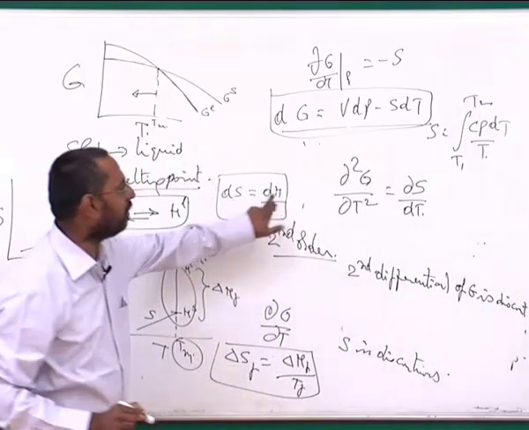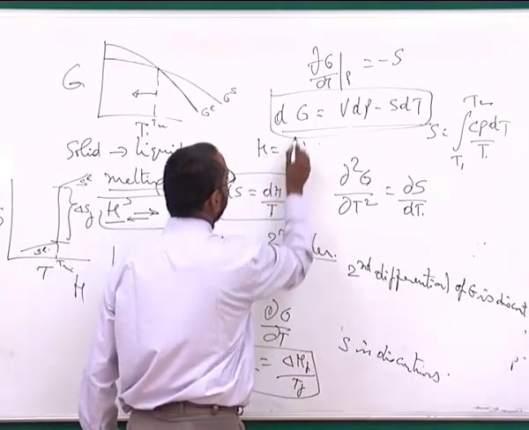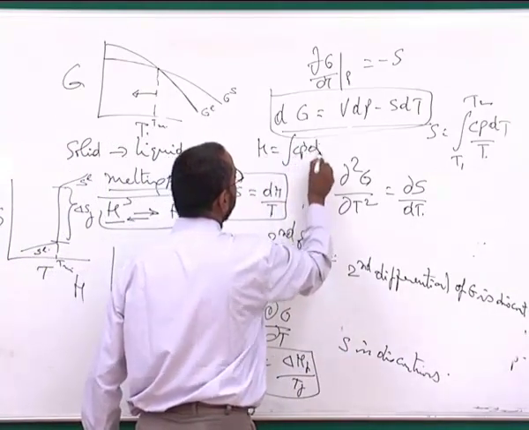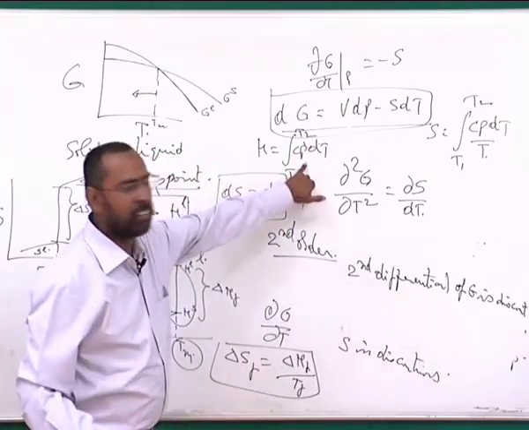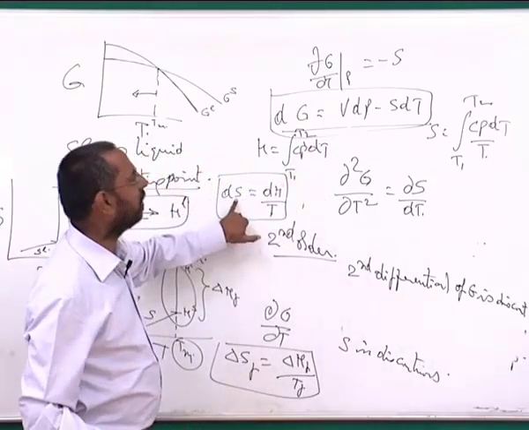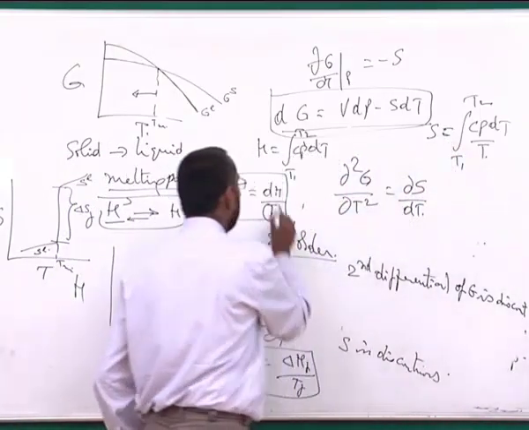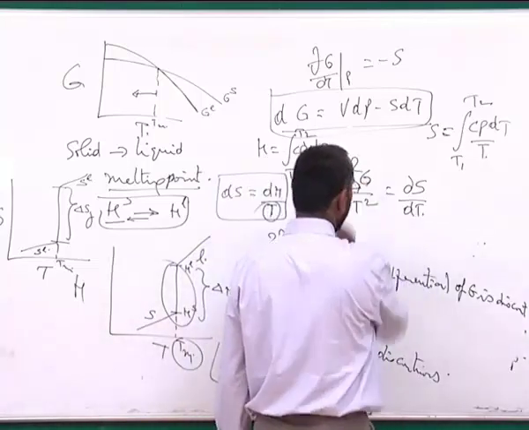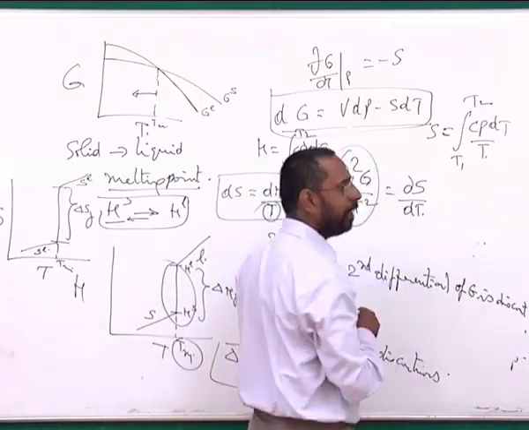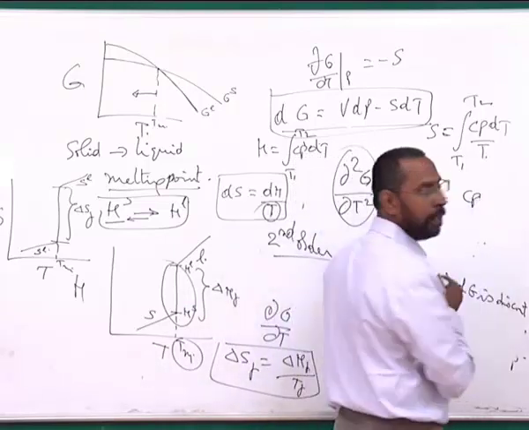Because dS is dH by T, and H we have already seen is nothing but integral Cp dT, if H is integral Cp dT, then S is nothing but integral Cp dT by T, because the T comes here. So in principle, the second differential of free energy turns out to be nothing but Cp.